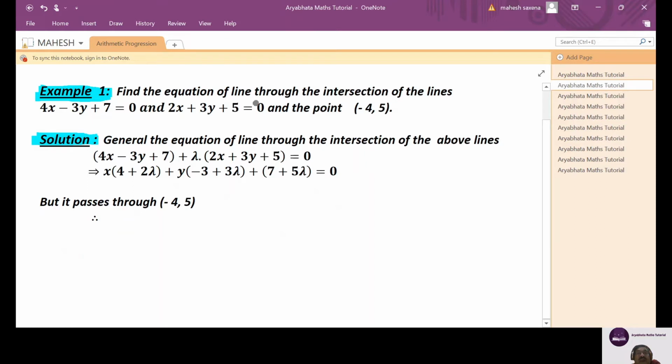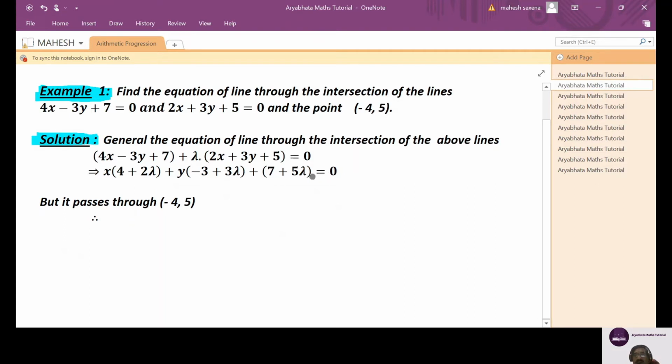Suppose we need to find the equation of the line through the intersection of the lines 4x minus 3y plus 7 equal to 0 and 2x plus 3y plus 5 equal to 0, and the point (minus 4, 5). In this case, the general equation of the line passing through the intersection point will be 4x minus 3y plus 7 plus lambda times 2x plus 3y plus 5 equal to 0. If we take x and y common, it will be x times (4 plus 2 lambda) plus y times (minus 3 plus 3 lambda) plus 7 plus 5 lambda equal to 0.